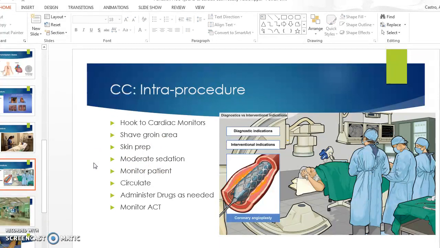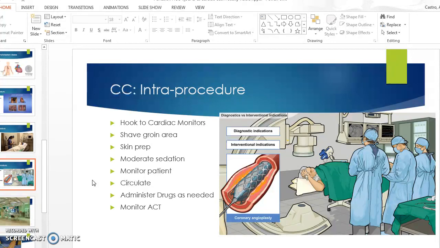We provide moderate sedation, which you can do as an RN when you have ACLS training and depending on the needs of your facility as far as their requirements. And then you monitor the patient's level of consciousness, the level of sedation, and airway, breathing, circulation, very important. And another nurse should do the circulation because you cannot monitor the patient and circulate at the same time.